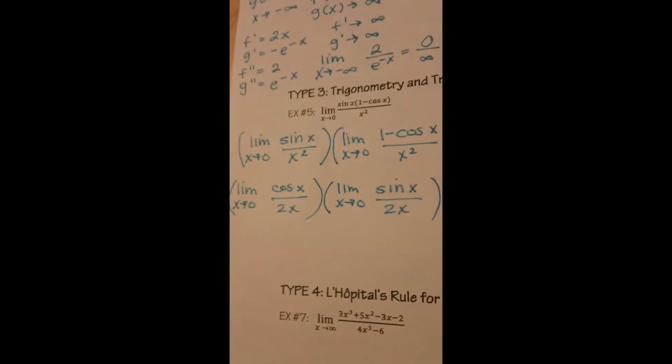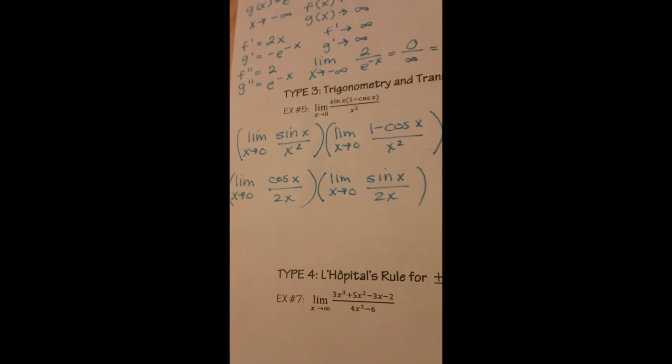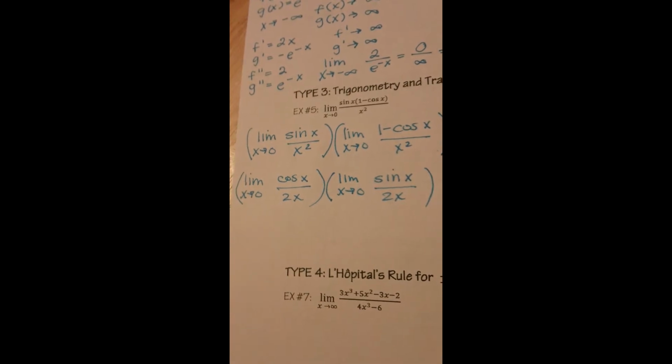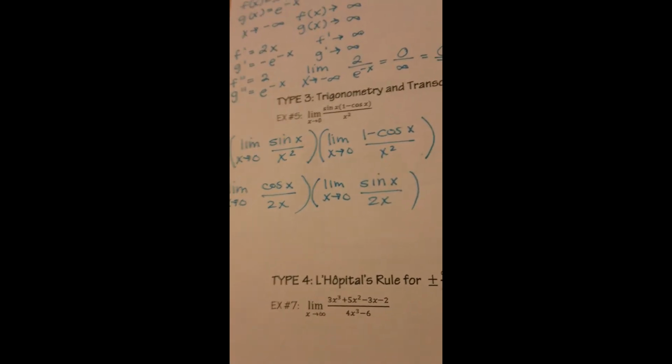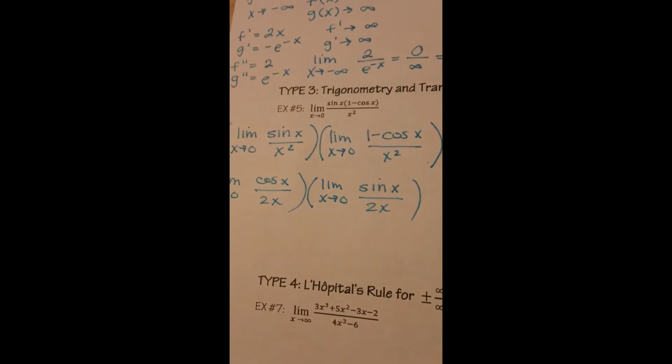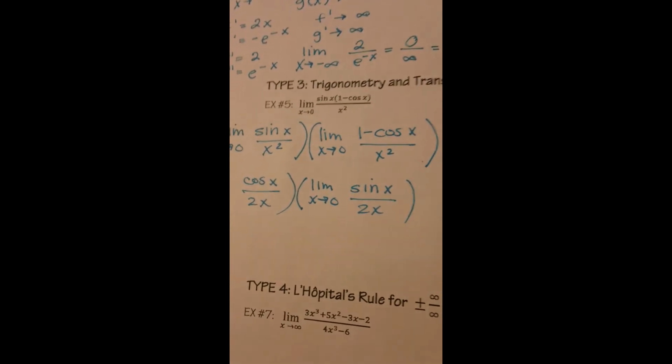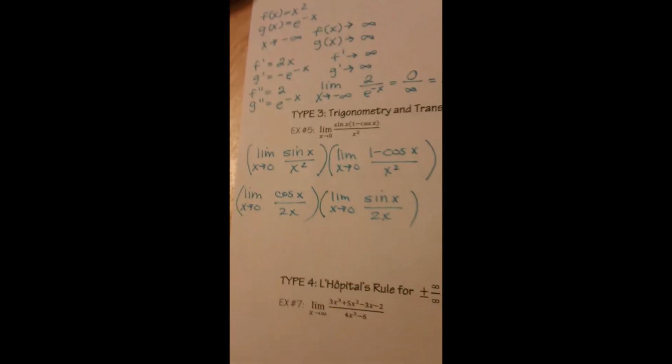Direct substitution here. Once again, we get cosine of 0, I believe is 1 over 0. We can't divide by 0. We end up with 0 over 0, which we can't do, so we're going to take the derivatives one more time.